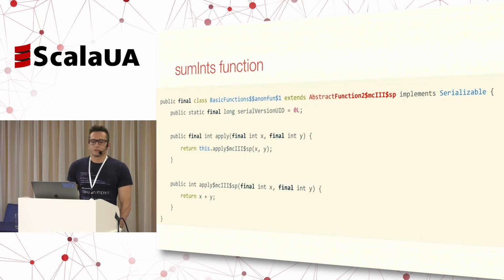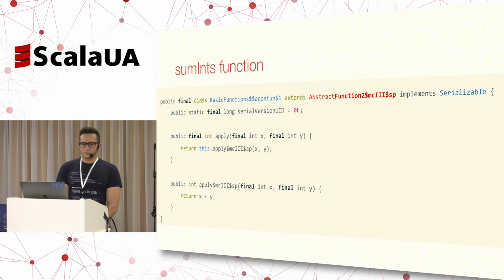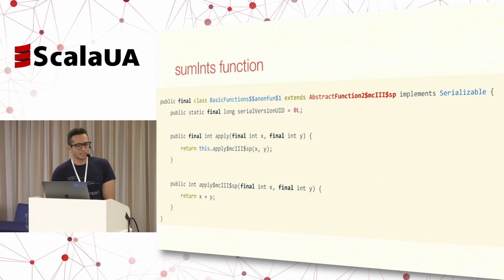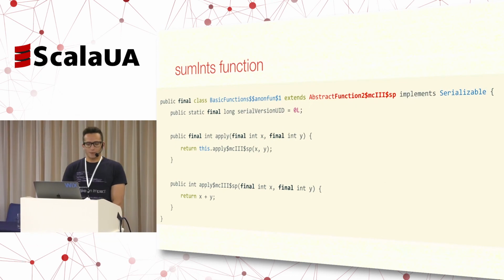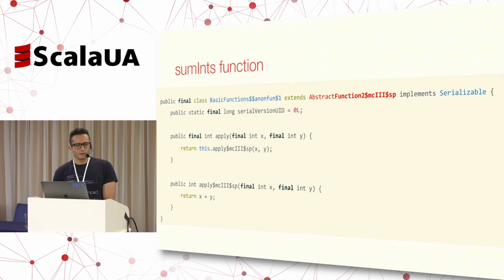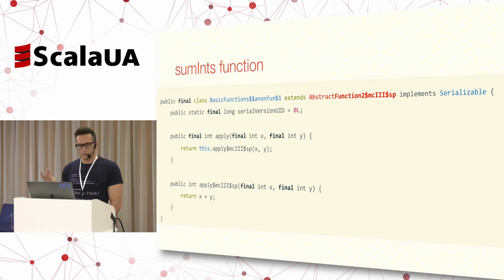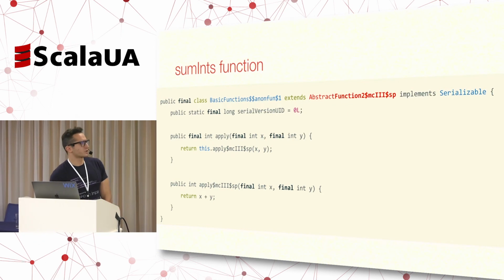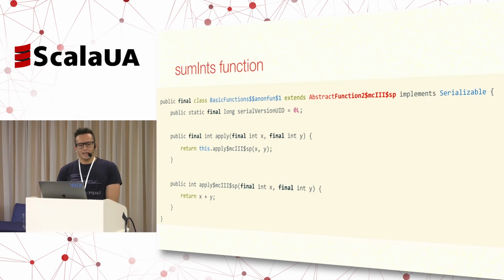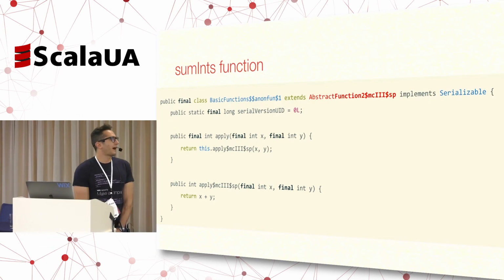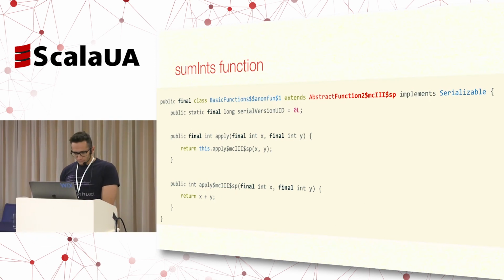The SumInt function is a bit more interesting. This function takes in 2 ints and returns another one. And we would expect it to extend abstract function integer, integer, integer, meaning take 2 integers and return a third one. But instead, it does something strange, and it extends something called abstract function mcIII sp. Well, what the heck does SPIII mean?